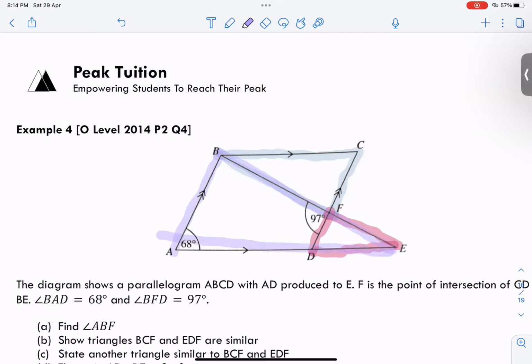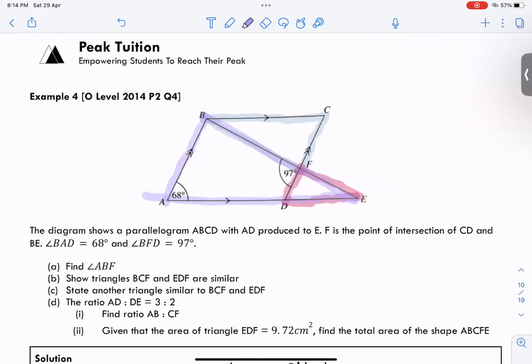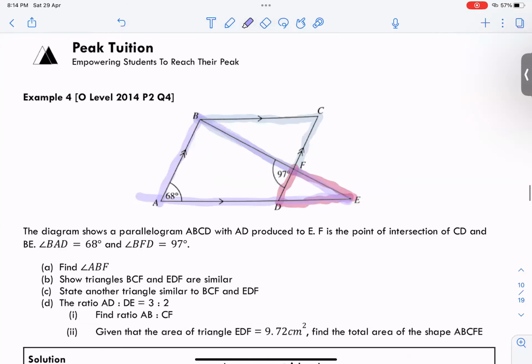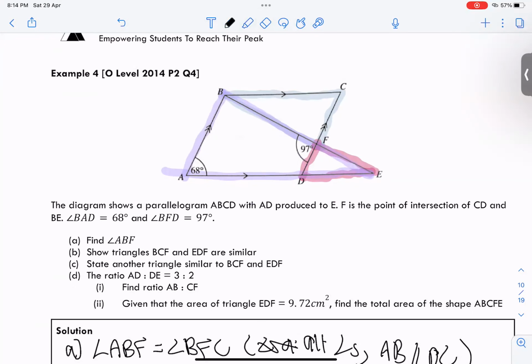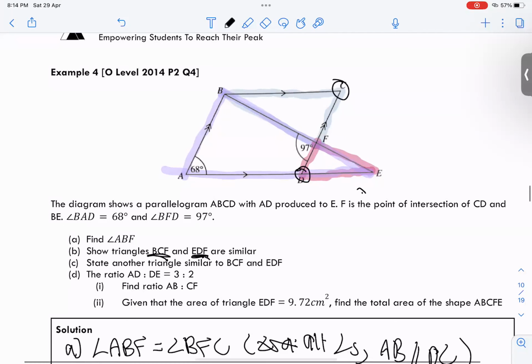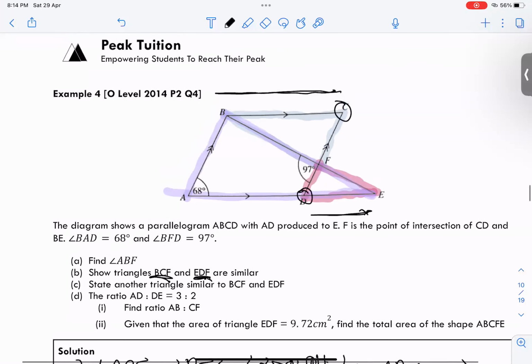So when you draw it like that, it's a lot clearer which are the three triangles we're trying to look out for. And then if you want it even clearer, you can circle the corresponding points like BCF and EDF. The C and the D is the corresponding point C and D. So you know this longer line is corresponding, and then this line and this one is corresponding.